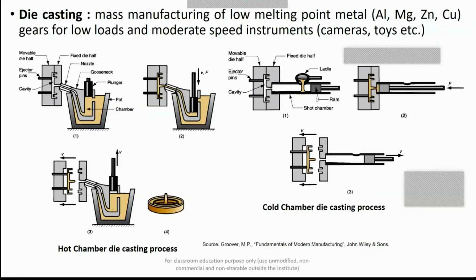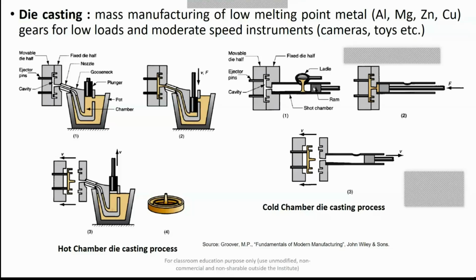Here the chamber in which your molten metal is poured is separated from the heating reservoir. And this process is used for somewhat high melting point materials like magnesium, aluminium, and copper. And in the first step, again you see that your dies are in the closed position, and then with the help of a ladle or funnel, you pour your molten metal into the shot chamber.